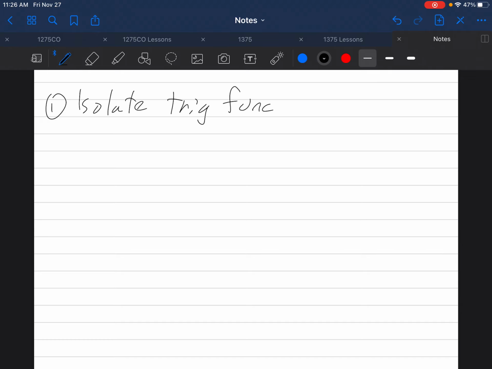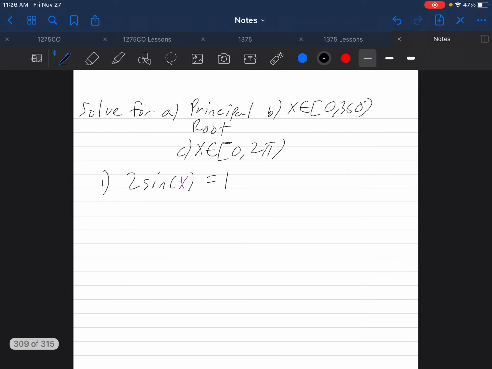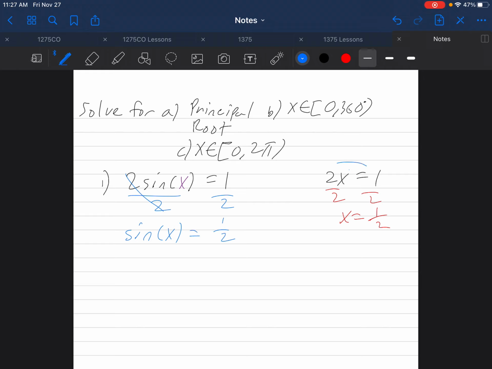On this step, you are essentially treating your trig function as a variable. If you were solving the equation 2x equals 1, hopefully it's pretty evident that in order to solve for x, you need to divide by 2 on both sides. You're going to do the same thing here on this trig function, treating the sine of x as your algebraic variable. So divide by 2 on both sides, and that means that the sine of x is equal to 1 over 2. Same principle as solving that equation.